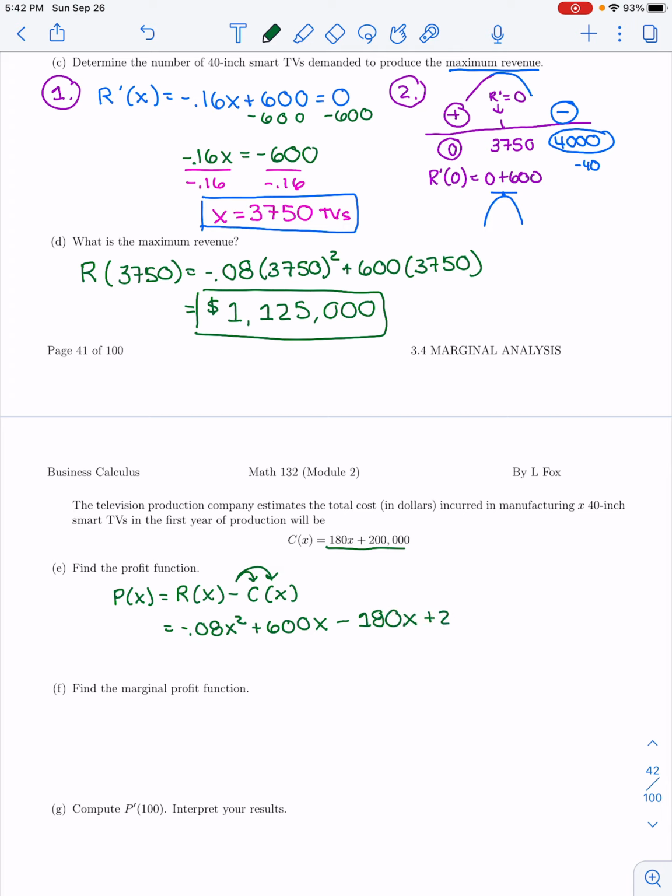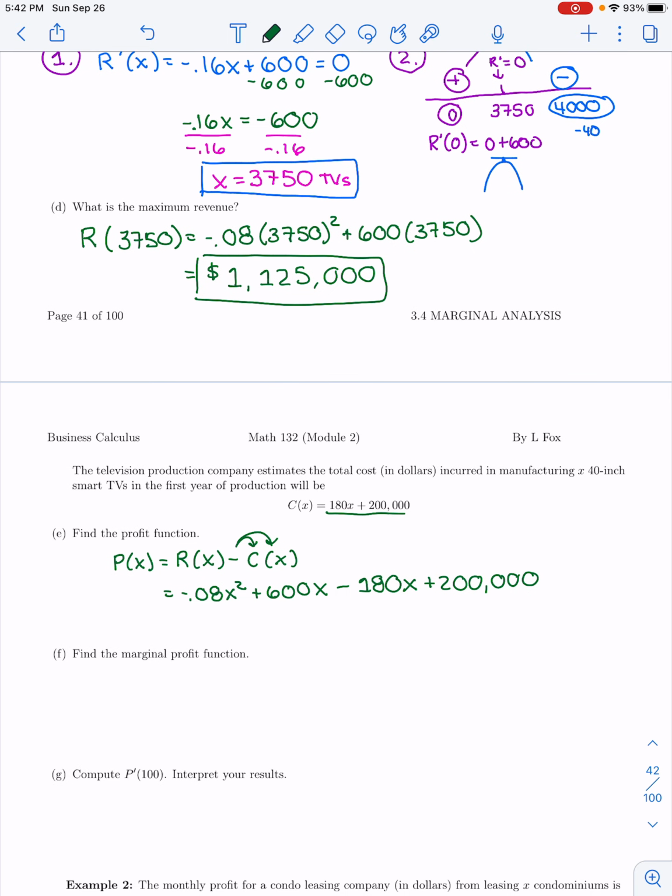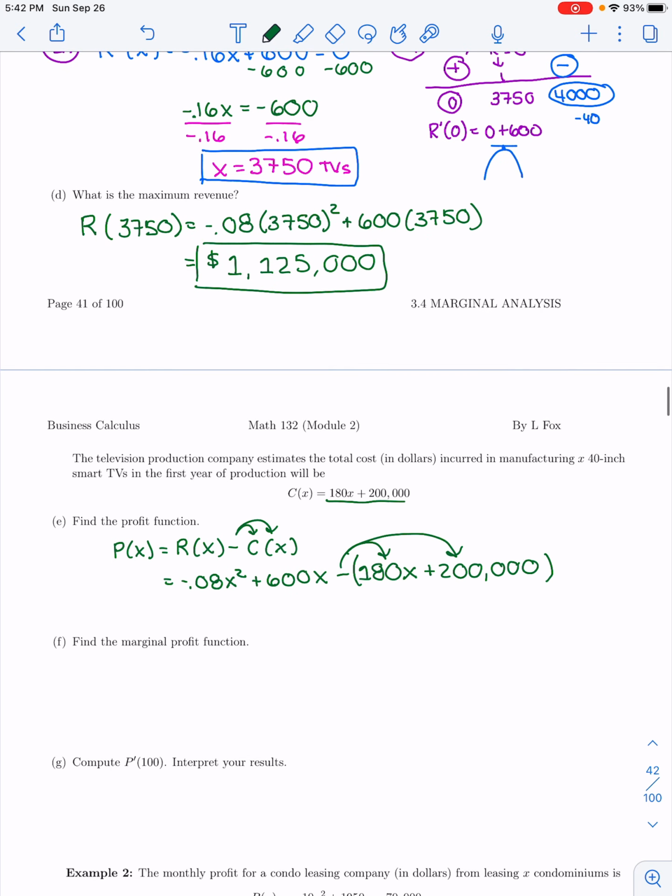180x plus 200,000. And if I write it like that, I will probably get the wrong answer. It's all of revenue minus all of costs. We have to distribute that subtraction. So our profit is going to be negative 0.08x squared. And then we have 600x minus 180x. So you could use your calculator if you need to. 600 minus 180 is everybody's favorite number. We get 420x. And then we have not plus 200,000, minus 200,000.